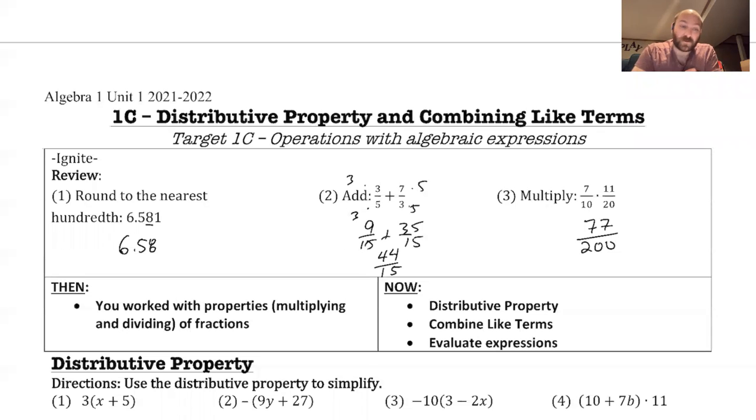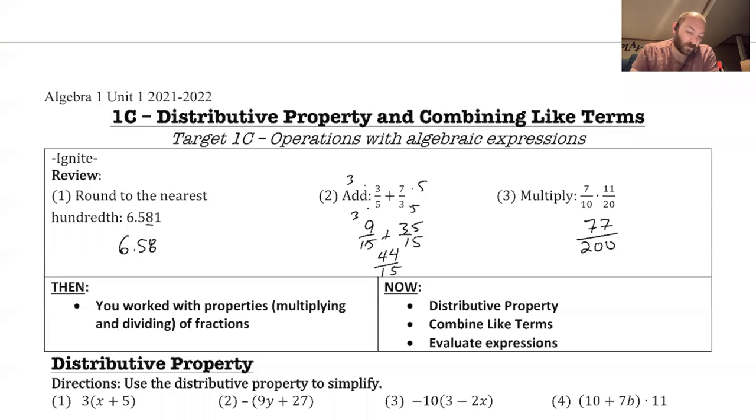Okay, so here's my answers. A little reminder, round to the nearest hundredth. My decimal numbers, it goes tenths, hundredths, thousandths. So if I look at the hundredths, I'm just going to look at the number next to it, which is a 1. So that just rounds down to 6.58. Okay. Here's my fractions. I'm going to add them together. They add up to 44/15. Multiplying these is going to come out to a pretty big number because there's no cancellations, 77/200.